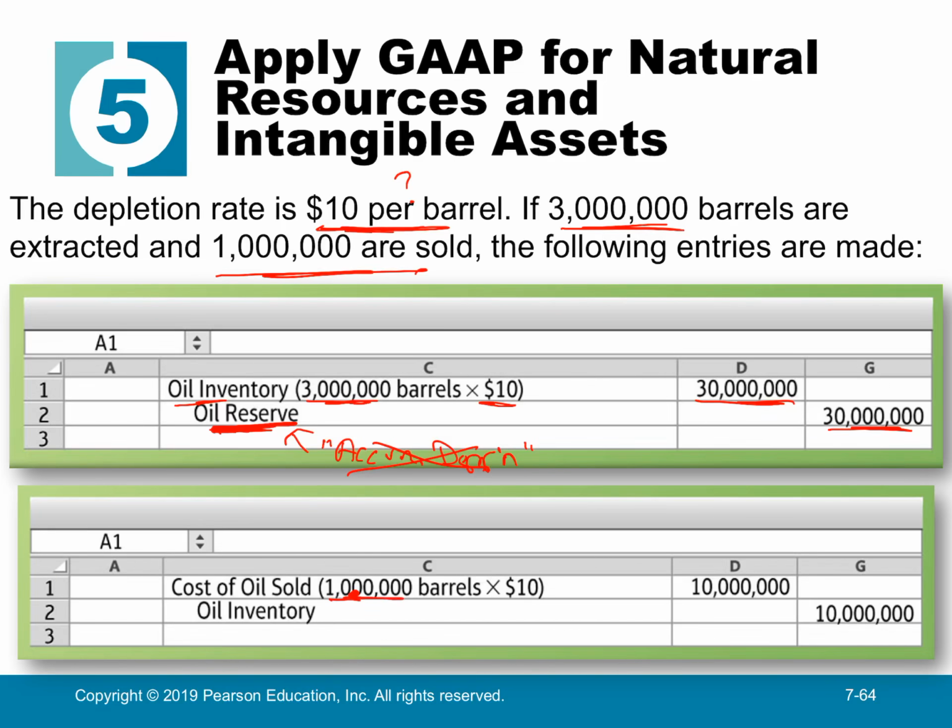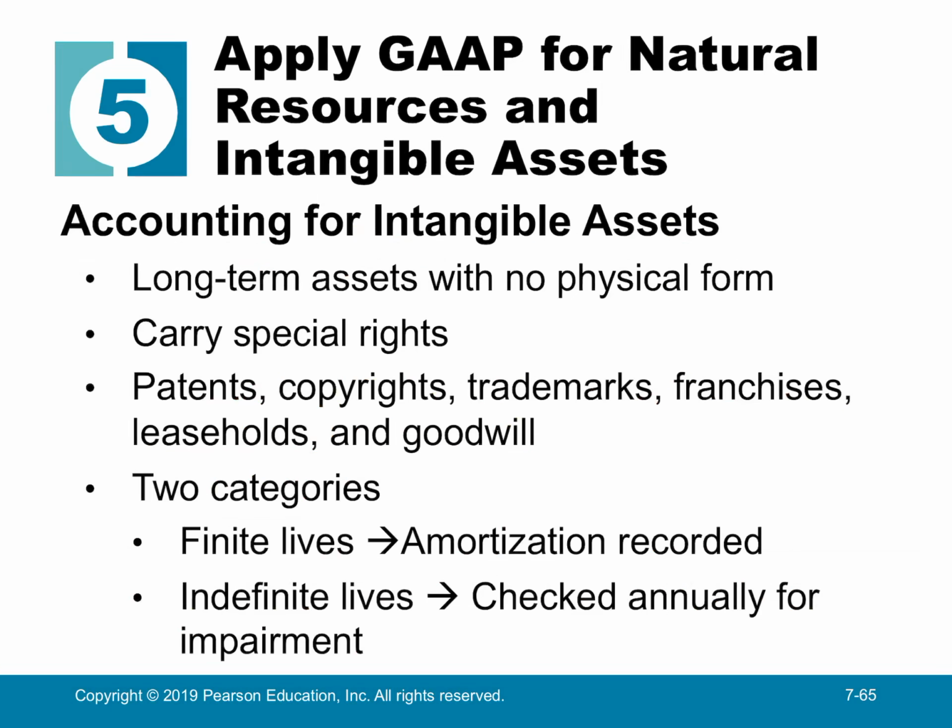Then when we sell 1 million barrels, they each cost us $10. So we're going to have a cost of goods sold. They call it cost of oil sold. This is just a cost of goods sold account, debited for 10 million, and reduce oil inventory by 10 million. So we basically sold 1/3 of this, right? We put 3 million barrels into inventory, and we sold 1 million of those.